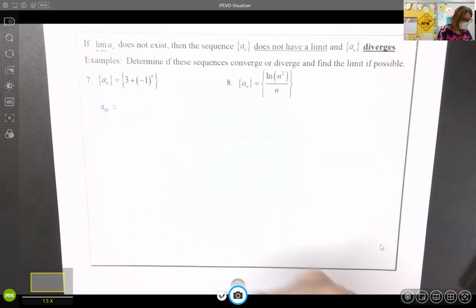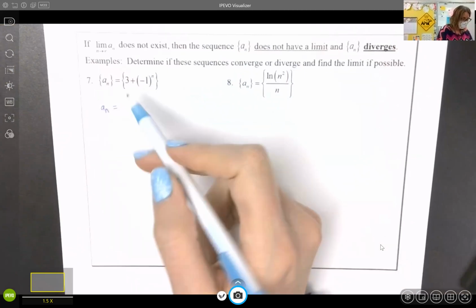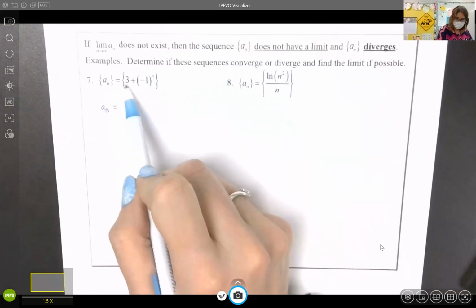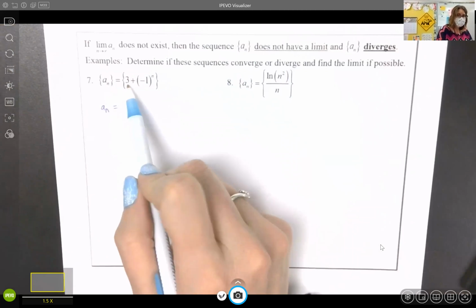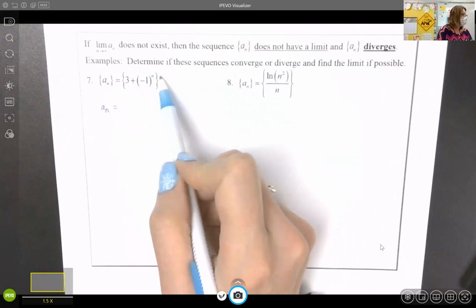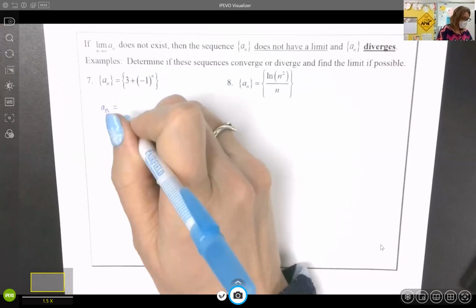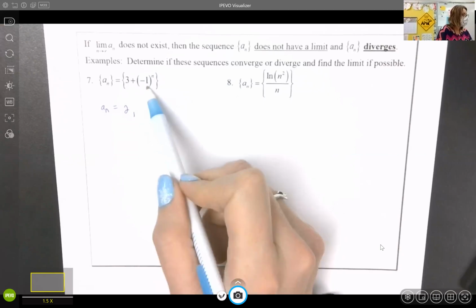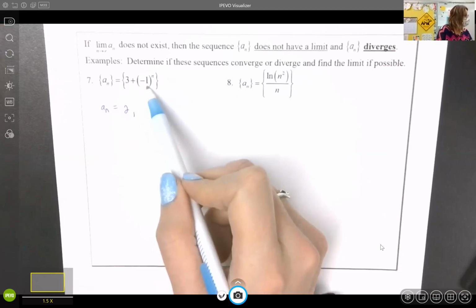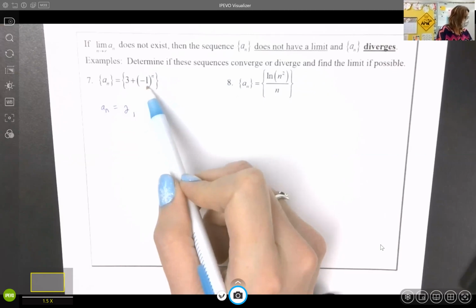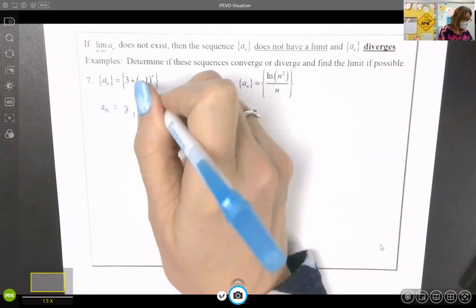So if I plug in a 1 for n, I'm going to get 3 plus -1 to the 1 power. So that stays negative, right? That's all I need to know. Is this going to stay negative or positive? So if I put a 1 here, it's going to stay negative. So 3 minus 1 is 2. If I plug a 2 in, then this is going to be -1 squared. -1 squared is positive. So then it would go 3 plus 1 is 4.